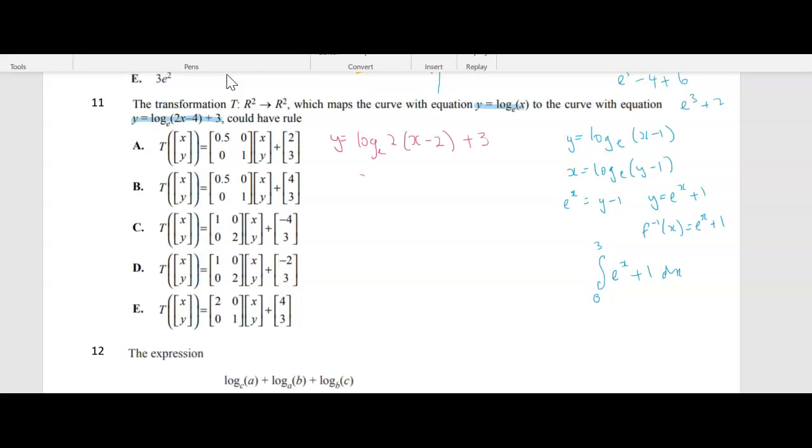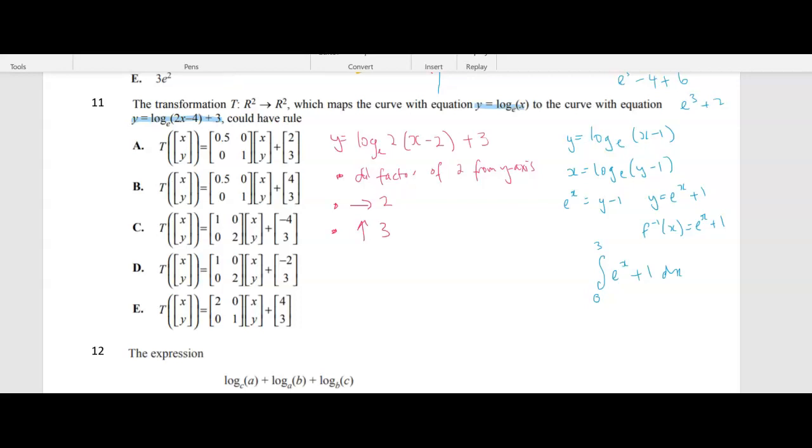So we've had a dilation factor of 2 from the y-axis. Oh, that's terrible handwriting. We've shifted to the right 2, and we've gone up 3. All right, so these are our 3 transformations.